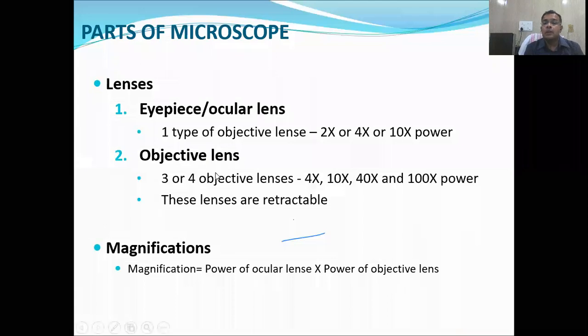Now objective lenses, if you see, are retractable. Retractable means they are just like turtles. If there is a hurdle, the turtle will retract its legs and remain silent. So whenever you move your stage beyond some limit, this particular lens gets retracted, so that the lens can be prevented from getting damaged. That's why the objective lens is kept as a retractable lens.